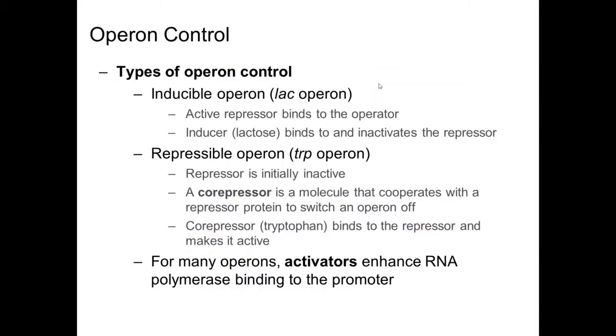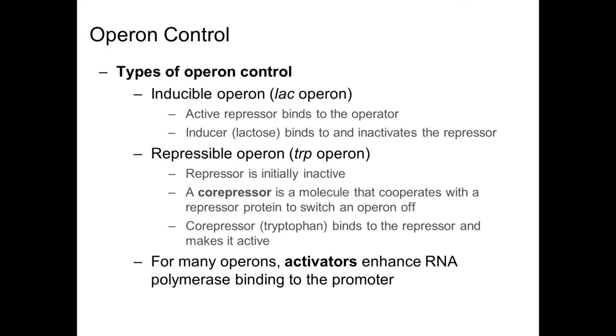This is considered an inducible operon, inducing transcription, because when the inducer, the lactose, is present, it inactivates the repressor and turns on the transcription. So in an inducible operon, typically the genes are off, and we have to turn them on. So it's not something we need all the time. It's something we only need when we need it. So we're going to keep it off until that moment arises when we need to turn it on, and then we'll turn it on.